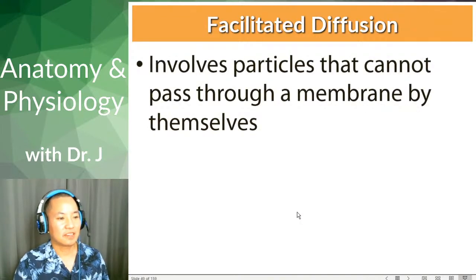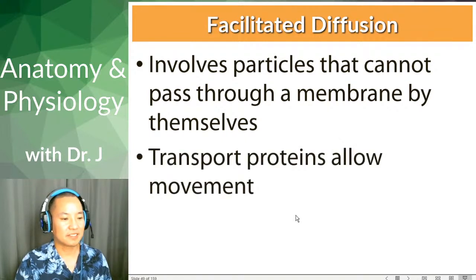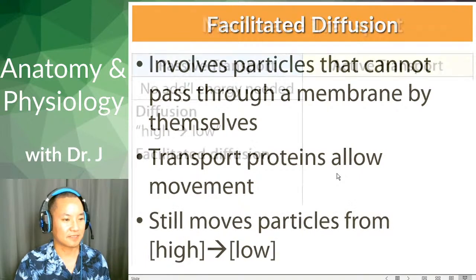So this involves particles that cannot pass through by itself. Still, transport proteins, like that glucose carrier molecule, allow the movement. But by itself, if a particle or some sort of solute undergoes facilitated diffusion, it cannot move by itself. That's the rub there.